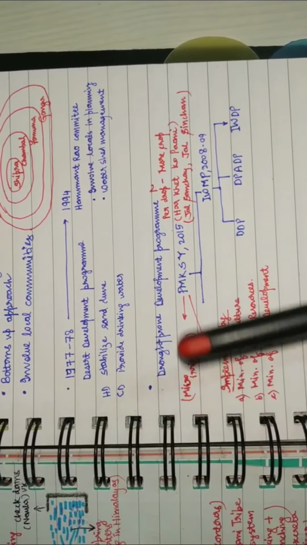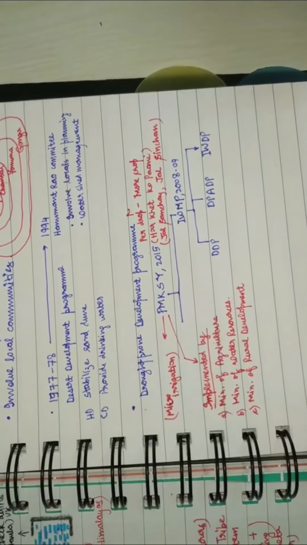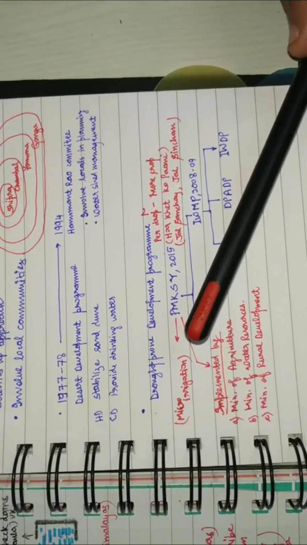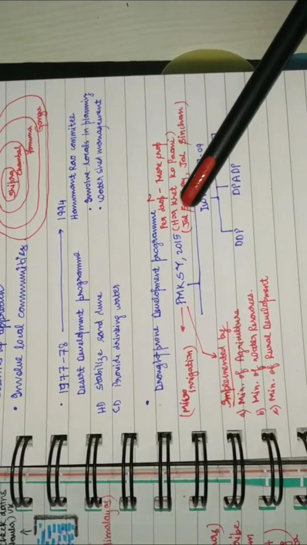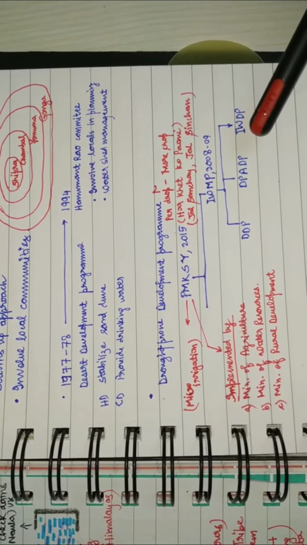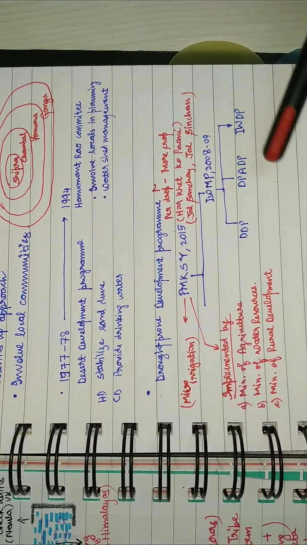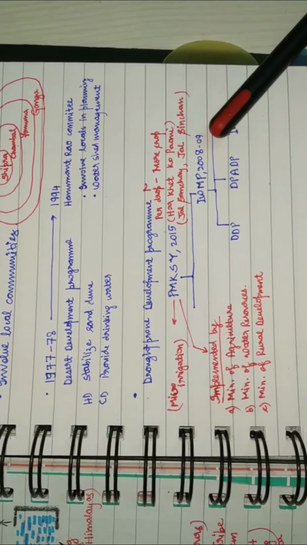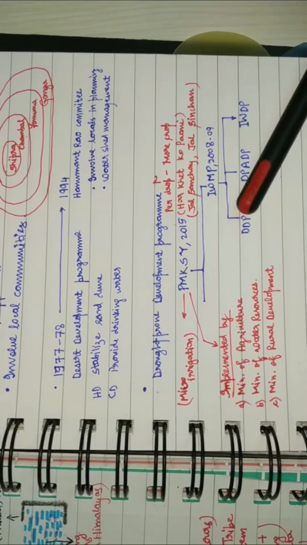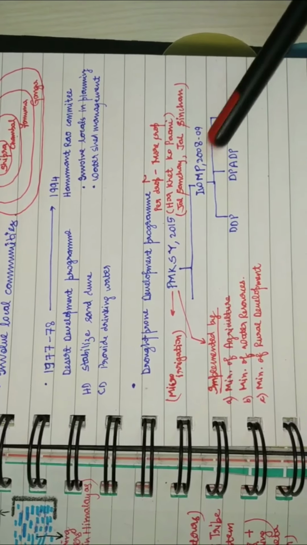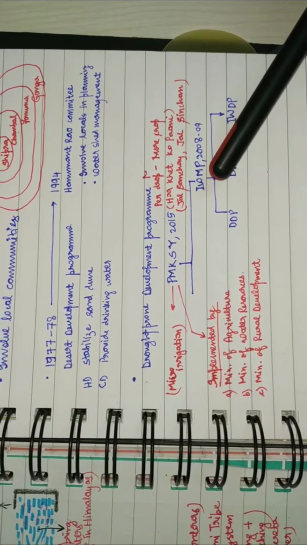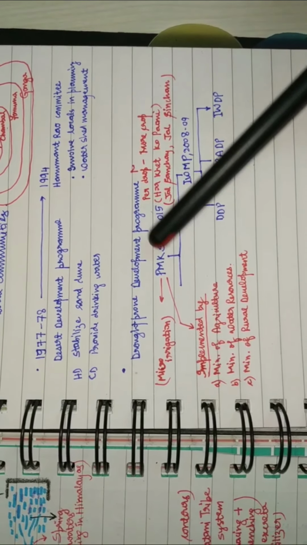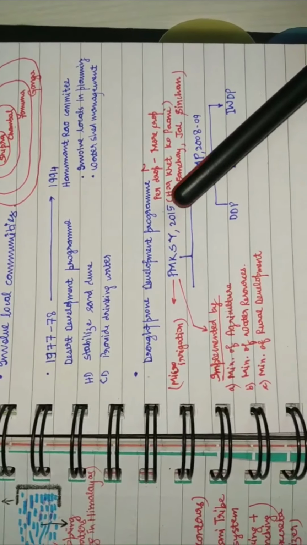After that came the drought prone area program. Then in 1985 started the integrated wasteland development program, where it said soil salinization and soil erosion have to be checked. All these schemes were integrated into the integrated watershed management program 2008-2009, and this was further subsumed in Pradhan Mantri Krishi Sinchai Yojana 2015.